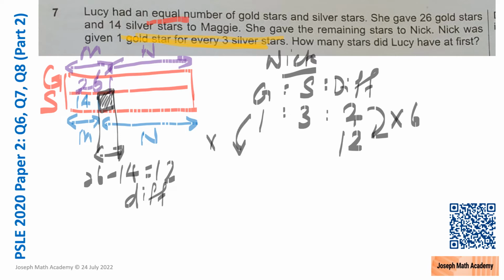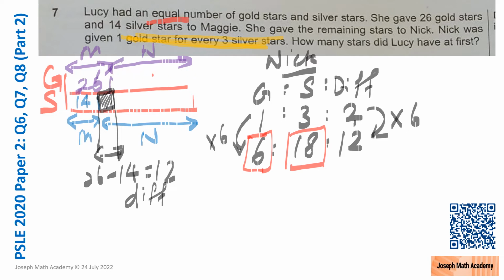Let's do the same thing for the gold. So times 6. This is 18. Here we can conclude that Nick received 6 gold stars from Lucy, 18 silver stars from Lucy. Alright? Okay, now I'm going to put the value into the model now. So Nick received 6 gold stars from Lucy. So the 6 goes here.